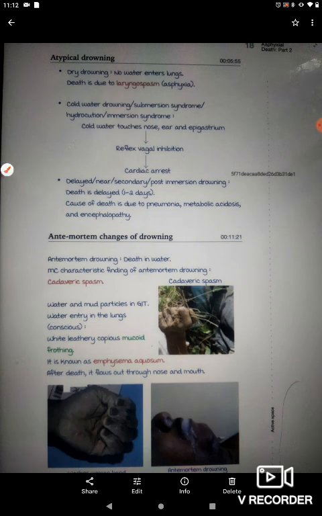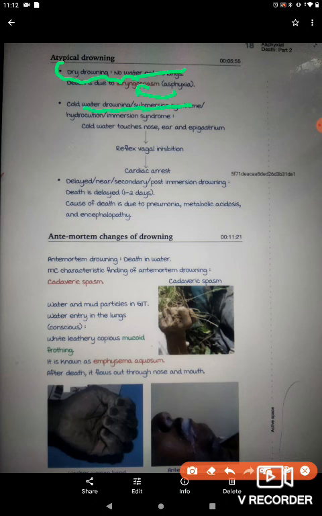Atypical drowning: the example is dry drowning. In dry drowning, no water enters inside the lungs. Death is due to asphyxia induced by laryngospasm. Then cold water drowning, also called submersion syndrome, submersion, immersion, or hydrofusion. When the cold water just touches the nose, ear, and epigastrium, because of reflex vagal inhibition, cardiac arrest occurs.